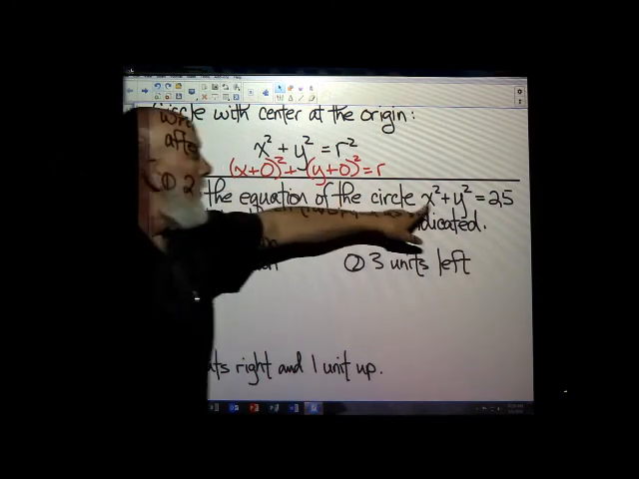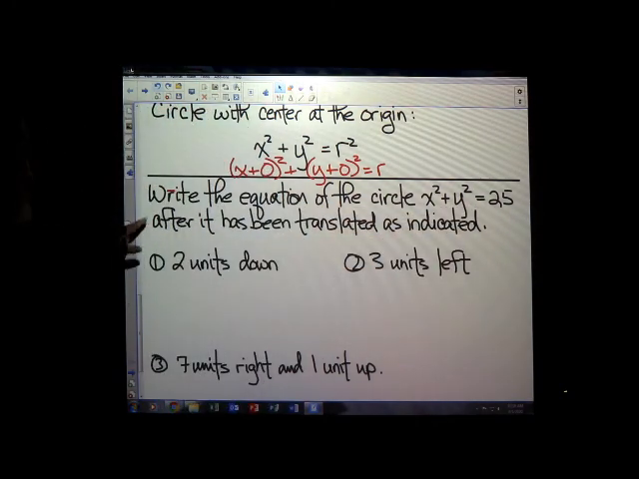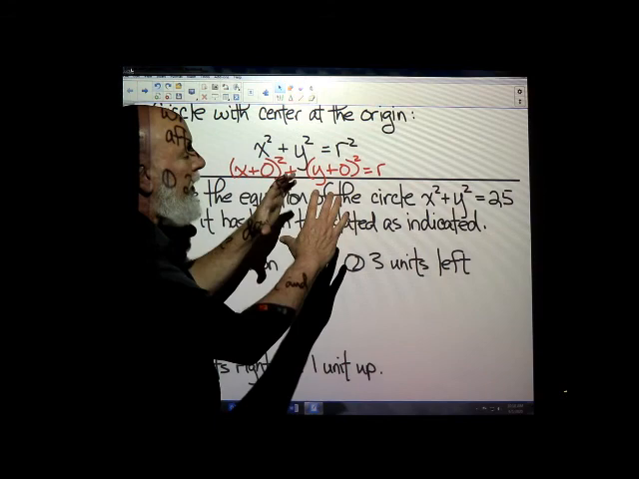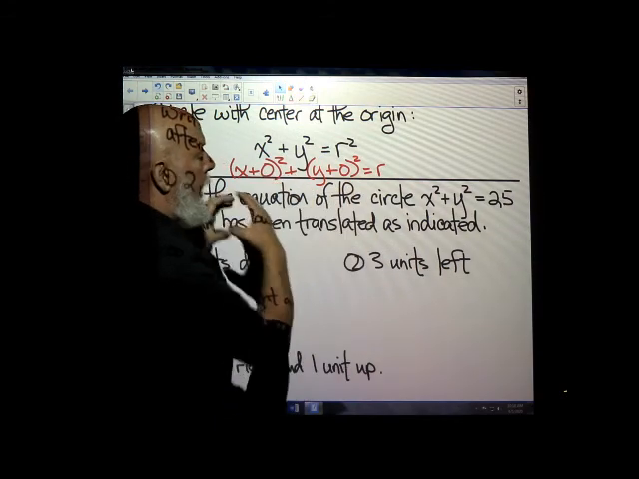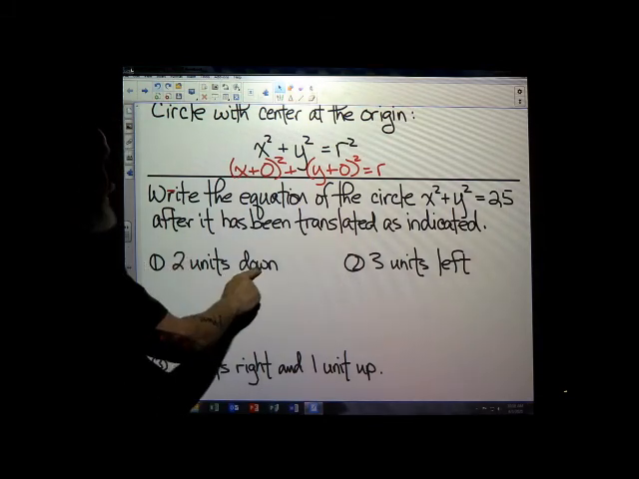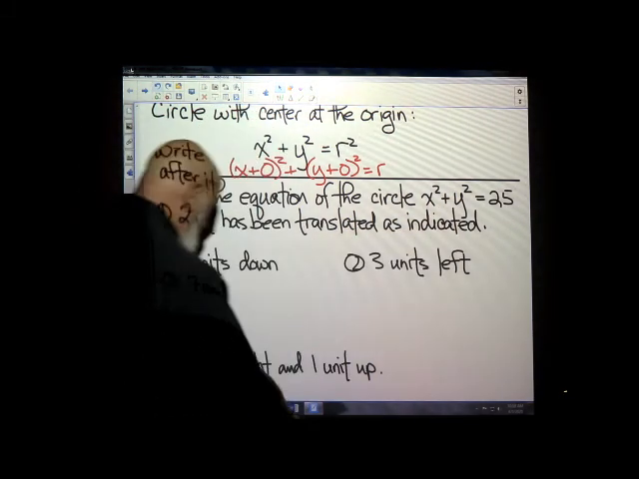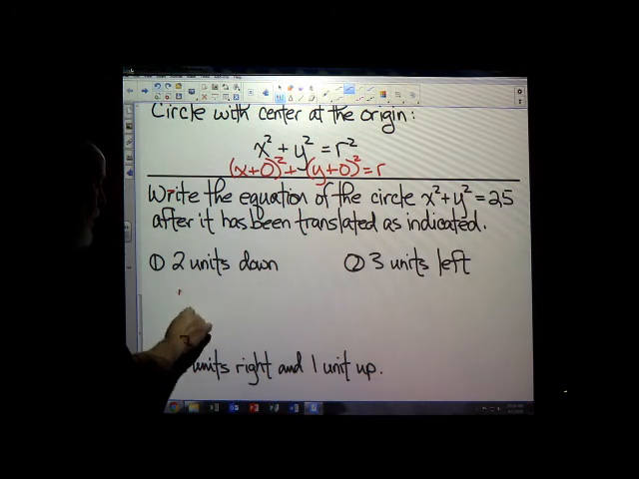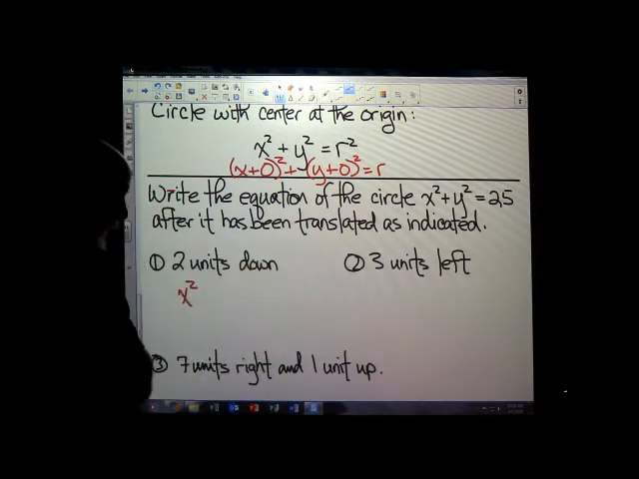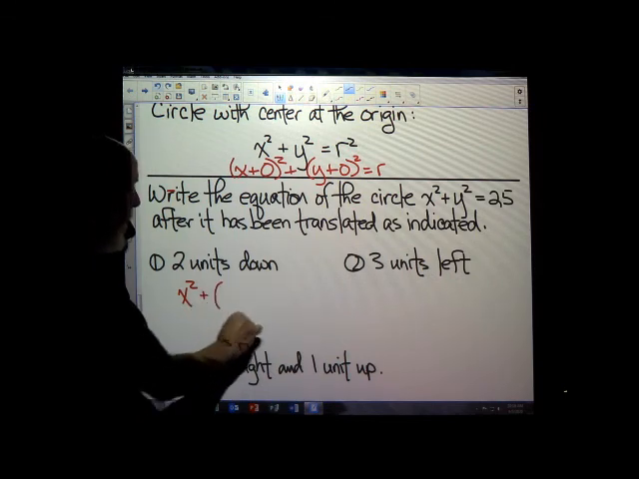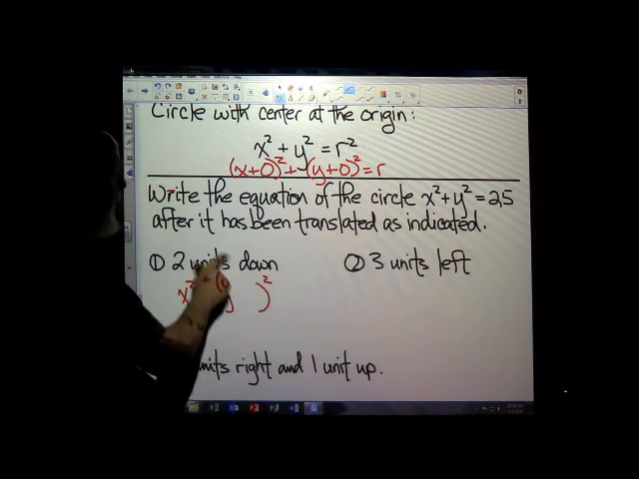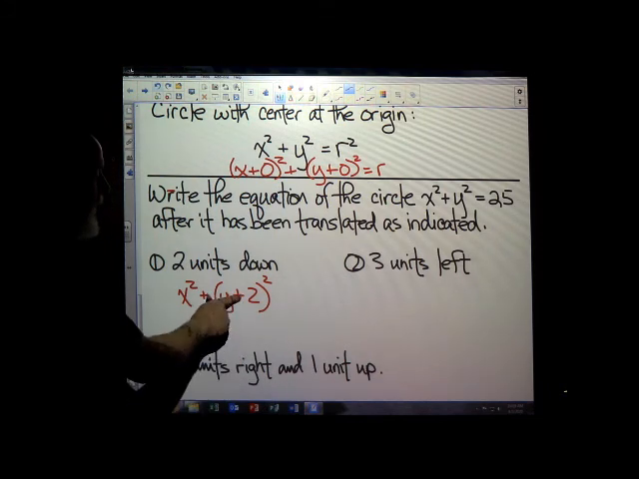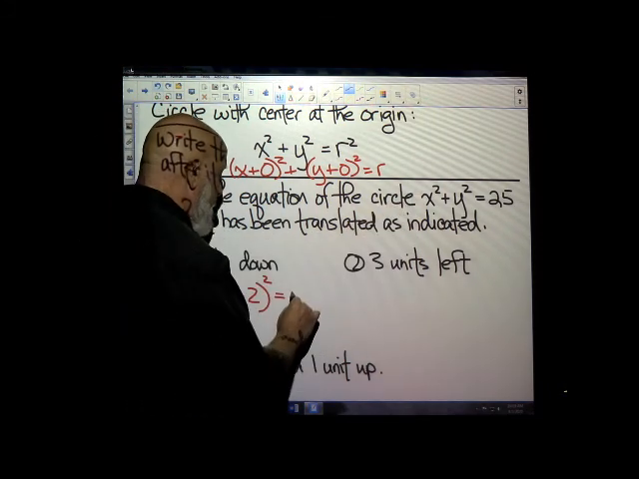Write the equation of the circle x squared plus y squared equals 25 after it has been translated as indicated. Now translation, we may remember, we take any figure that's been graphed and we slide it left or right or up or down. So if I want to shift this circle down 2 units, up and down is y. x squared won't be affected because x affects left and right movement, plus y squared. And to go down 2 units, it's counterintuitive, so we're going to go plus 2. These are always counterintuitive. Equals 25 stays the same.